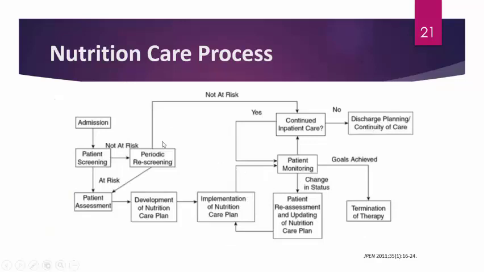This diagram gives you an idea of what happens in terms of the nutrition screening process and nutrition care process. Whenever a patient is first admitted, they undergo some kind of screening within that first 24 hours. If they're not at risk, they're going to undergo periodic rescreening. However, if they are at risk, they're going to undergo a further assessment, which, remember, is a bit deeper than the initial screening. Then a nutrition plan is developed, they implement the nutrition plan, and then they monitor the patient. If the patient needs continued inpatient care, then they continue to monitor.